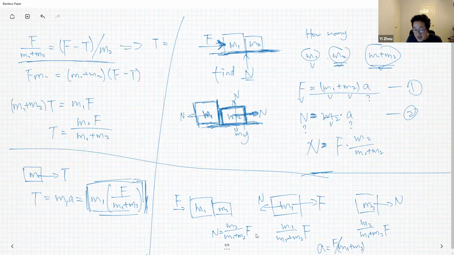So you can see the force F is distributed into these two masses proportionally to their mass. So they have the same acceleration.